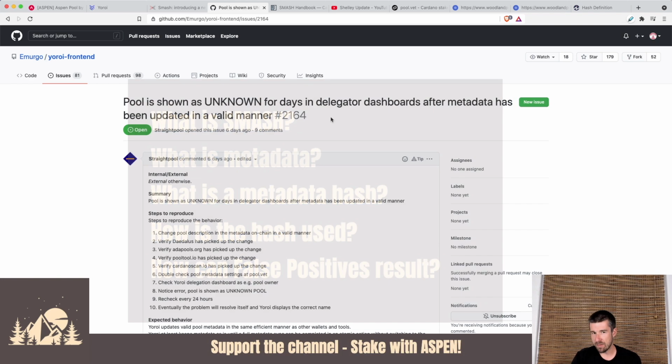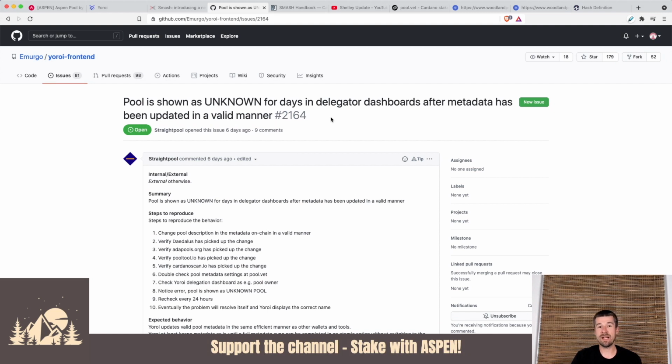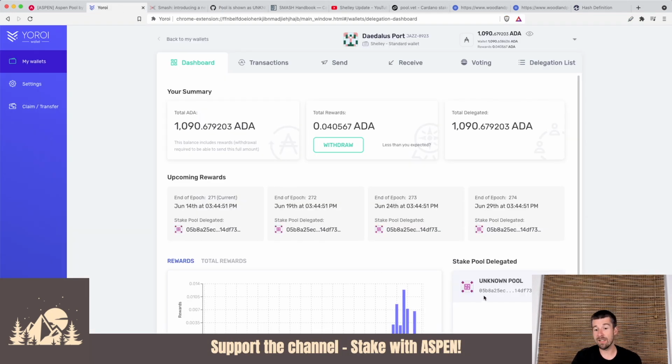And how does that happen? Well, it turns out that with the way the SMASH server propagates the information and how different wallets cache that information or store it for fast access, if for some reason a wallet like Yoroi is storing the metadata hash from a previous set of information and there's now a different metadata hash on the blockchain for that pool, those will not match up and then you'll get this same error.